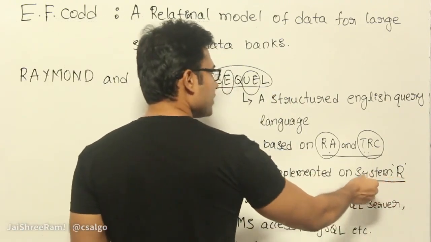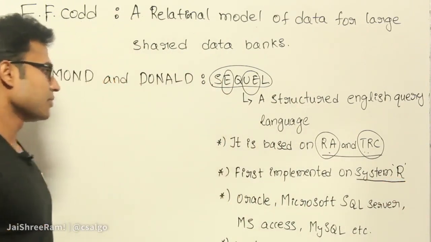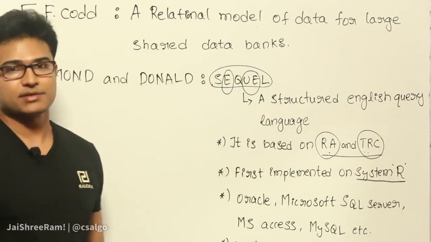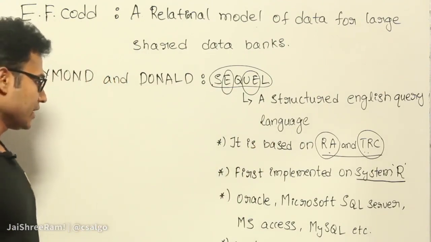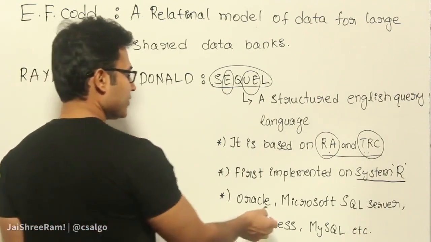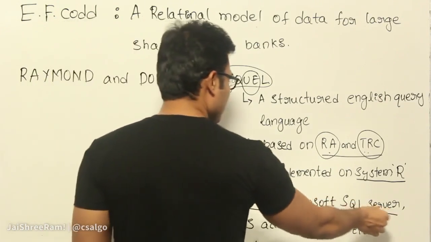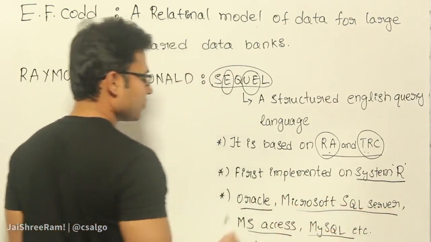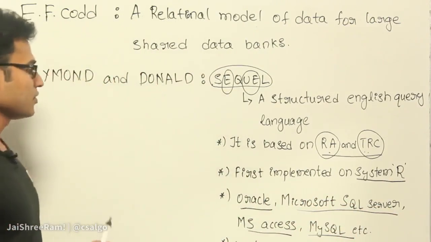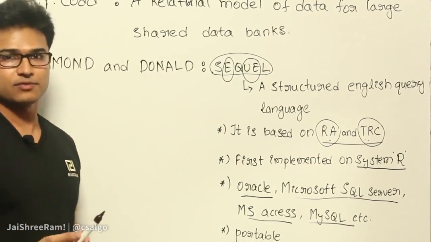So IBM had a relational database on which this particular language was implemented, and it became very successful. After that, many companies started offering this language as a package, like Oracle, and then Microsoft SQL Server, MS Access, and MySQL. So there are many companies giving commercial packages to access the database, which all implement the same language, SQL.